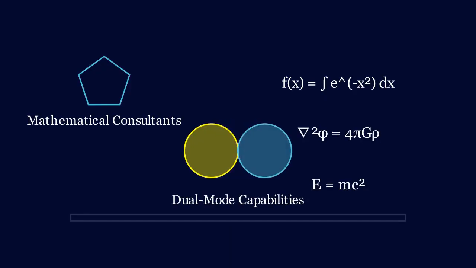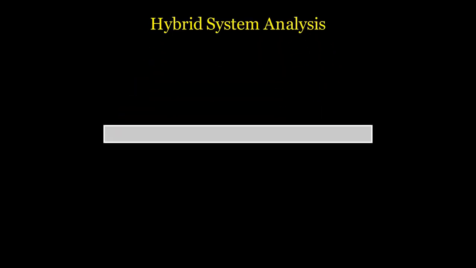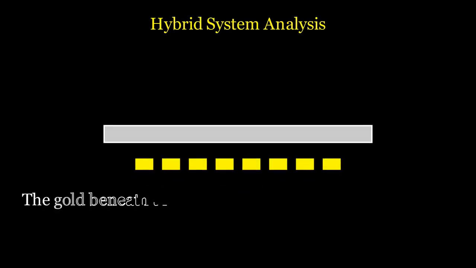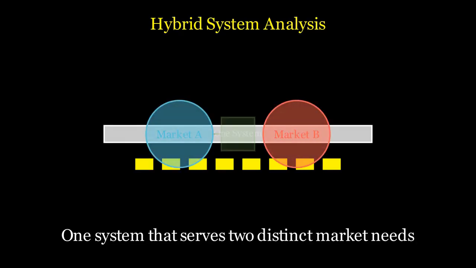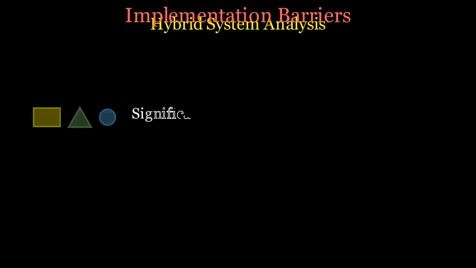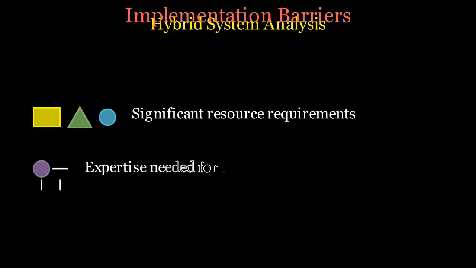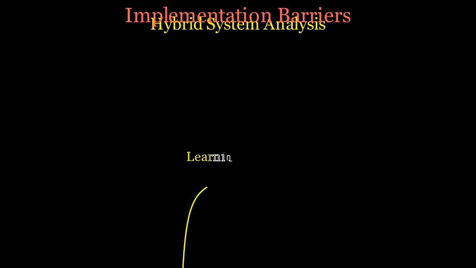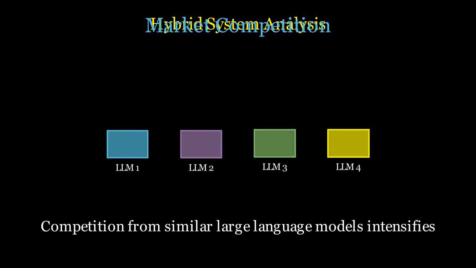The gold beneath the surface lies in its hybrid functionality, one system that serves two distinct market needs. However, significant barriers exist in its resource requirements and the expertise needed for proper implementation. The learning curve for template modification creates adoption friction, while competition from similar large language models continues to intensify. I would give the tool a rating of 3 on the judgment matrix for monetization potential because, while valuable, it requires significant technical expertise to fully capitalize upon.